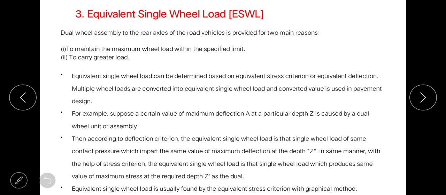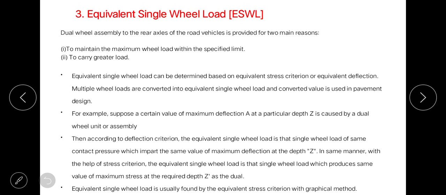Now this is an important technical term called ESWL, that is equivalent single wheel load. This can again be derived from the graph. Now dual wheel assembly to the rear axle of the road vehicle is provided for two main reasons: one, to maintain the maximum wheel load within the specific limit, and two, to carry the greater load. Equivalent single wheel load can be determined based on the equivalent stress criteria or equivalent deflection. Multiple wheel loads are converted into a single wheel load, and this converted value is used in the pavement design.